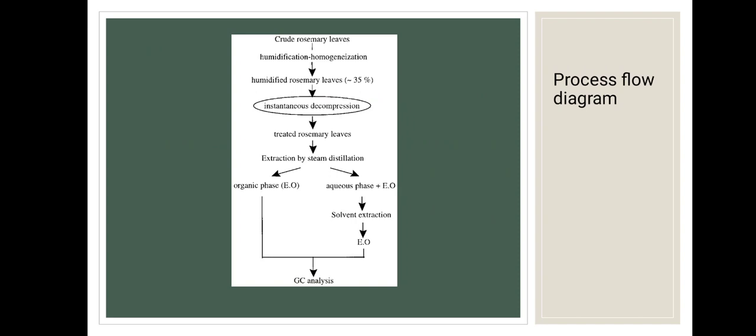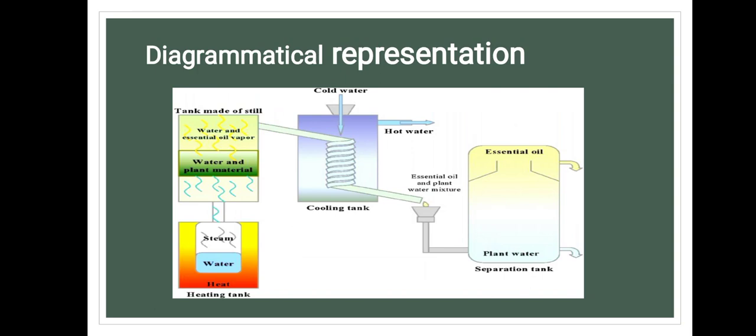Here is a process flow diagram of the extraction of rosemary oil. Crude rosemary leaves, humidification, humidified rosemary leaves, instantaneous compression, treated rosemary leaves extracted by steam distillation. It is further divided into two phases, organic phase and aqueous phase plus essential oil, and solvent extract, and then the essential oil is separated for GC analysis. A diagrammatical representation of the extraction of rosemary oil is here.